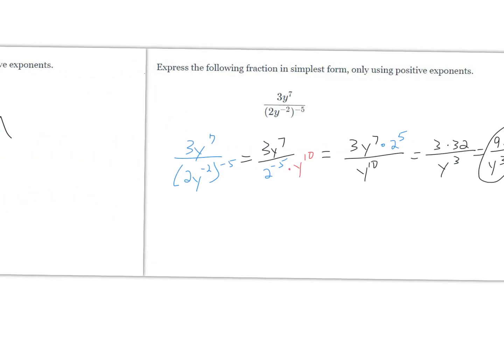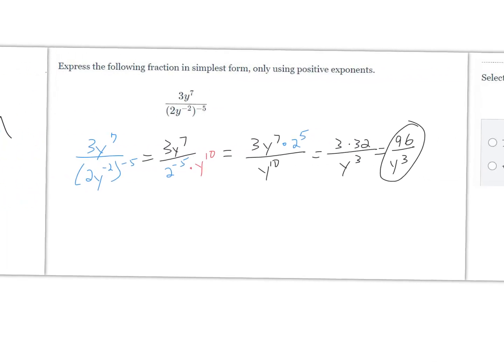All right, next one. So this one, you may see one similar to this, but this isn't one of the assigned ones on the assignment. But 3y to the 7th, all divided by 2y to the negative 2 power, all raised to the negative 5th. So the first thing I want you to realize is in the denominator here, 2 to the negative 5th power, we'll move that to the top into the numerator as 2 to the 5th power. And then the y to the negative 2 raised to the negative 5th, when you multiply negative 2 times negative 5, you get positive 10.